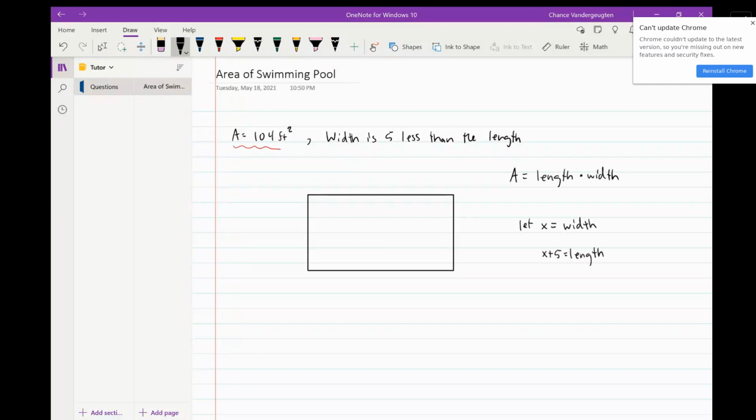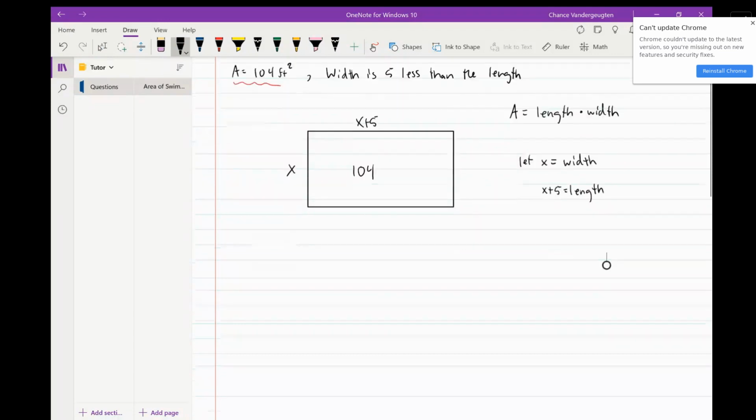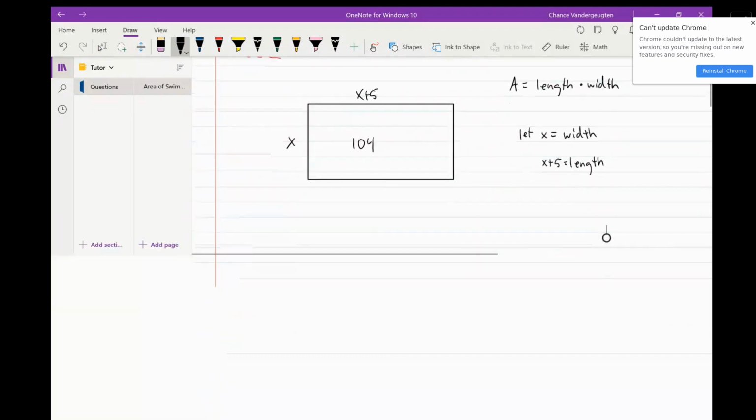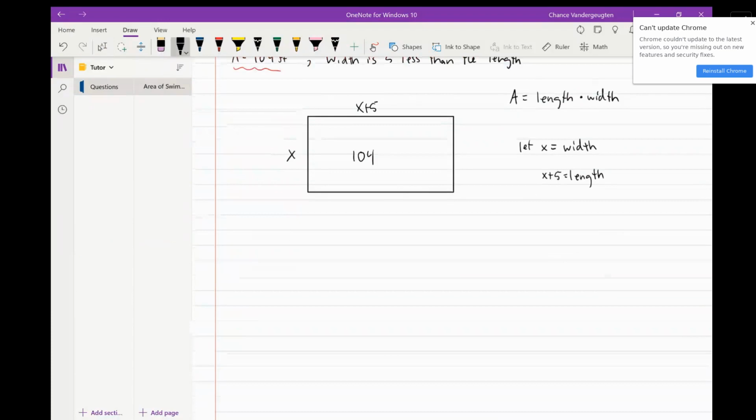And so if we map this to our swimming pool here, we can say that, let's say this side is x plus 5, this side's x, and then the whole inside is 104. So we just plug in our equation. We've got 104 equals x times x plus 5 in this case.